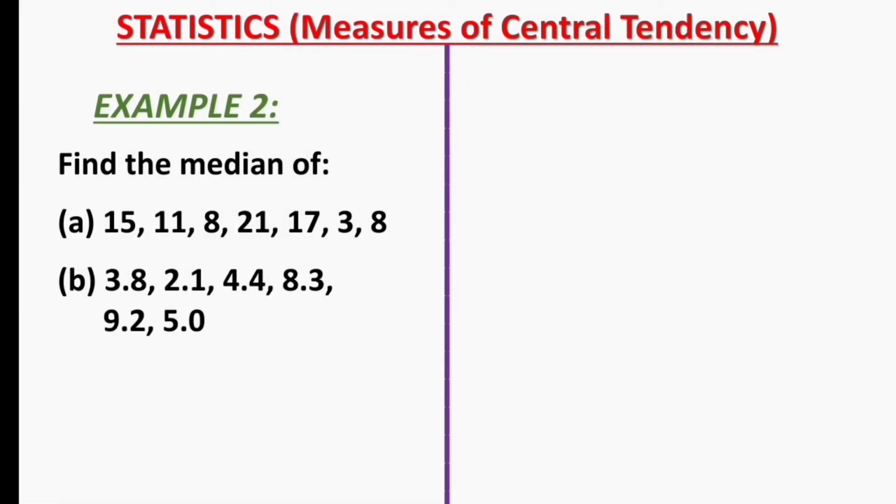Moving on, let's see our second example. Example 2. Find the median of question A, 15, 11, 8, 21, 17, 3, and 8. Question B, 3.8, 2.1, 4.4, 8.3, 9.2, and 5.0.